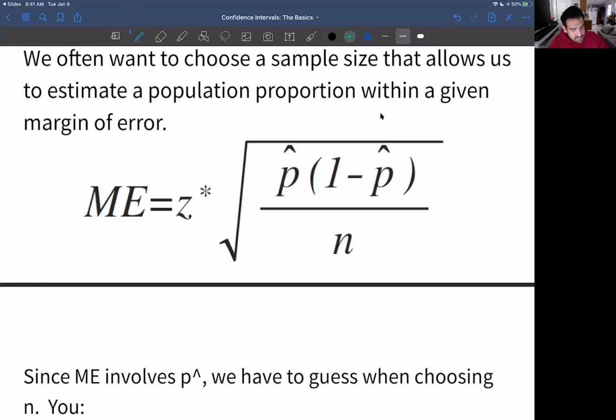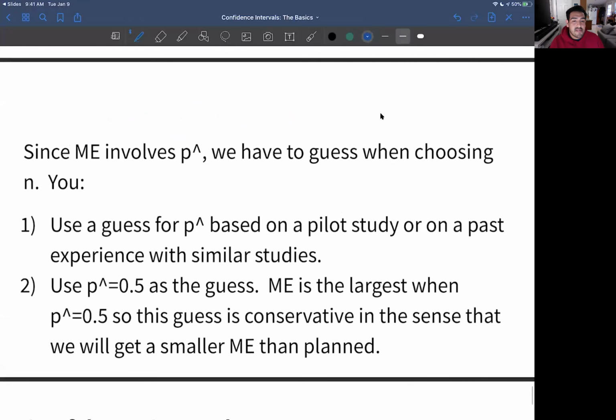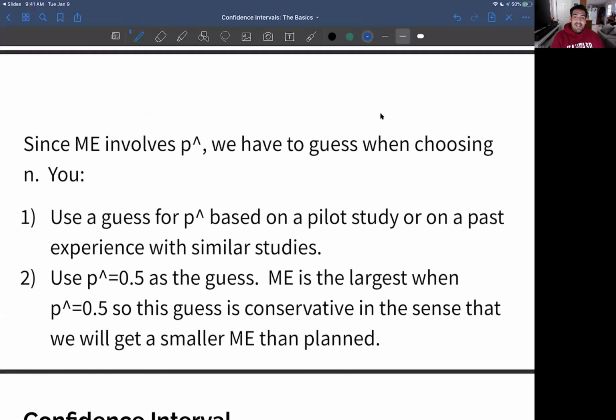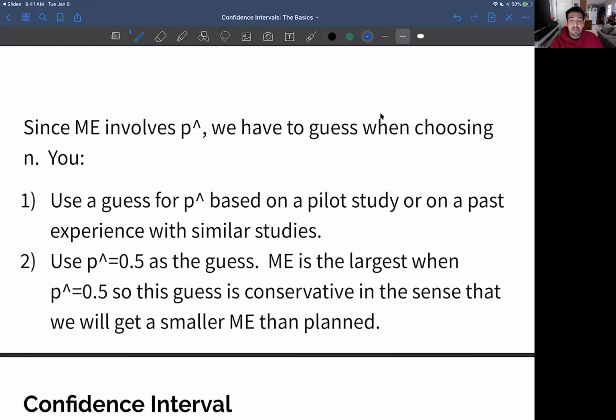The margin of error, if you don't remember, is defined as the critical value times the standard error or the standard deviation of the statistic, right? So since the margin of error involves p hat, we have to guess when choosing n, right? Use a guess for p hat based on a pilot study or on past experience with similar studies. Assuming that we haven't actually collected data yet, we need to guess based off of what's happened before us.